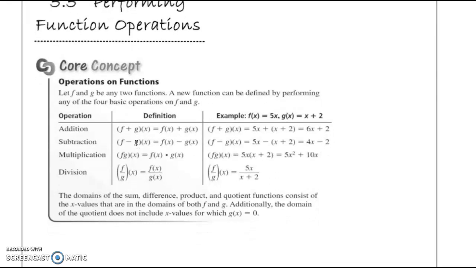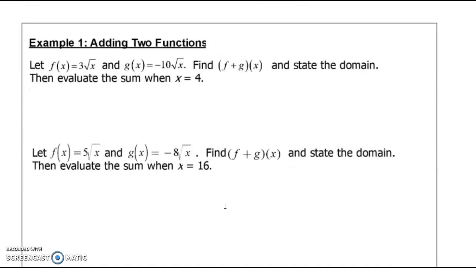One important thing to note is that the domains of sum, difference, product, and quotient functions consist of the x values that are in the domains of both of the original two functions. But the quotient we have to watch out for, because you cannot divide by 0. That's going to limit it a little bit further if the original domains don't take care of it. So let's try a few and see what we mean.